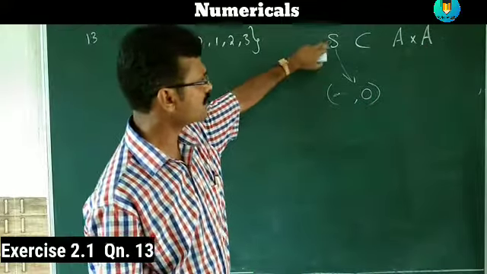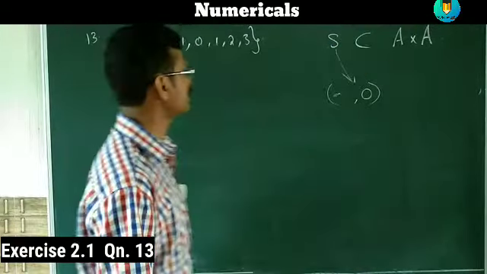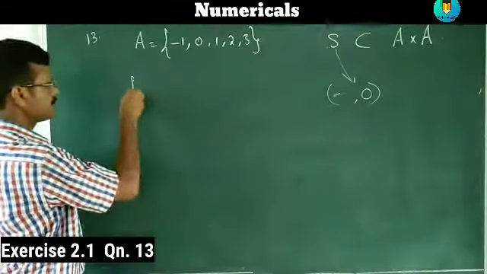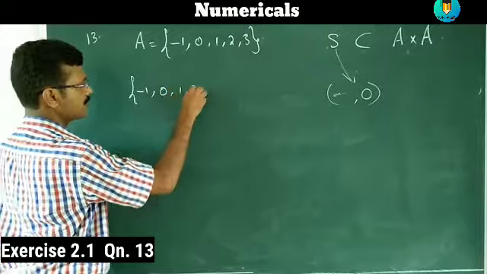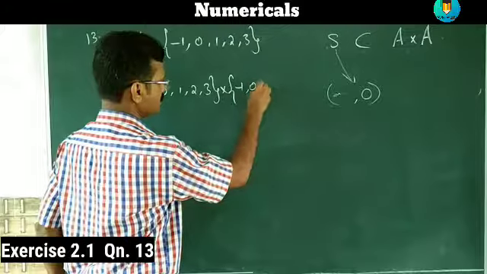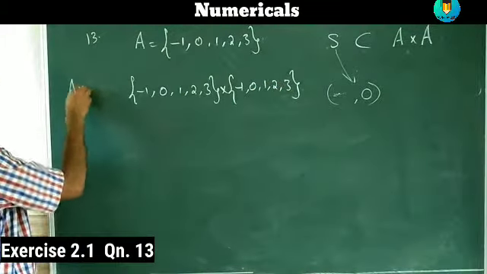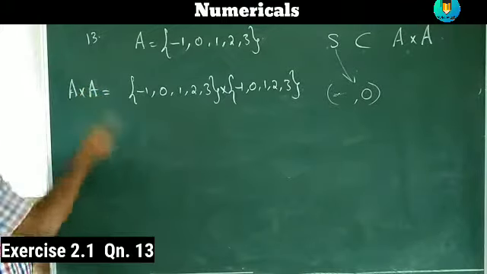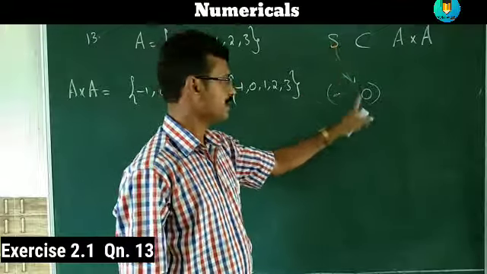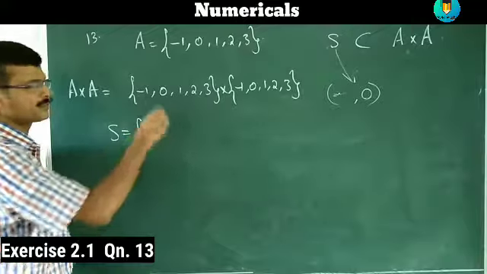We need only the elements of S, but it is from A cross A. A cross A means minus 1, 0, 1, 2, 3 crossed with the same minus 1, 0, 1, 2, 3. But we need only the elements in which the second component is 0.